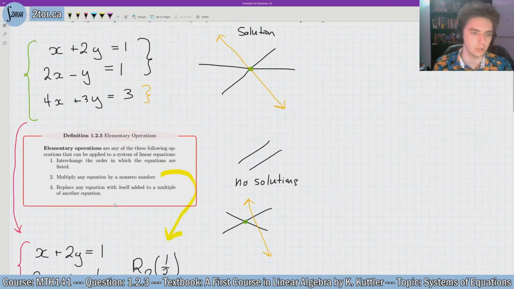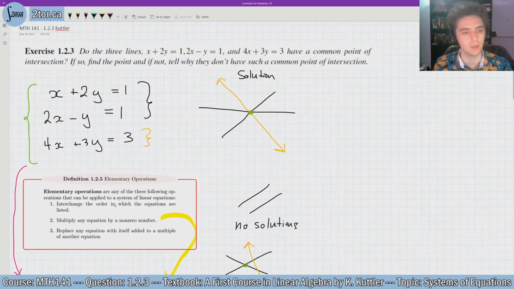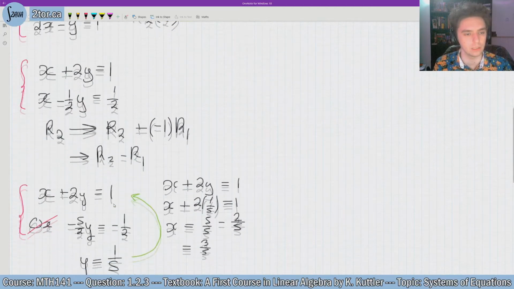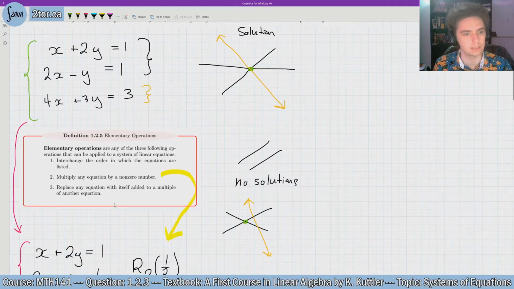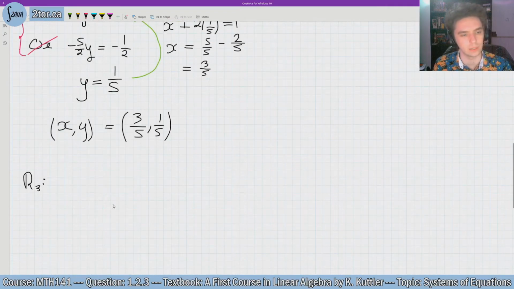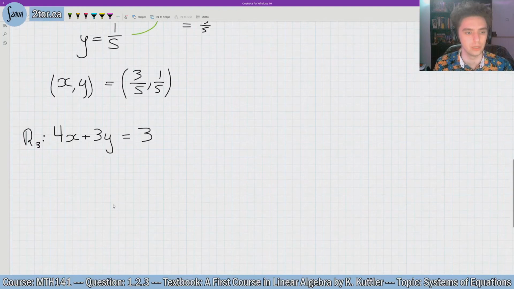And that's the solution to the first 2 lines. Now, to see if that's a solution to our whole system, we need to see if the third line passes through that point. Let's look at our third line, row 3, which was 4x plus 3y equals 3. If this line passes through this point, when I substitute this point into the equation, I should get a true equation. Left-hand side should equal right-hand side.